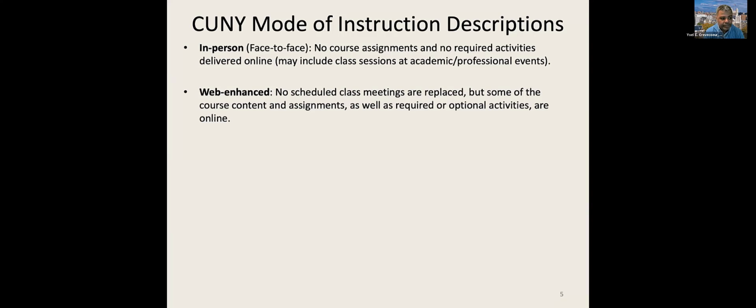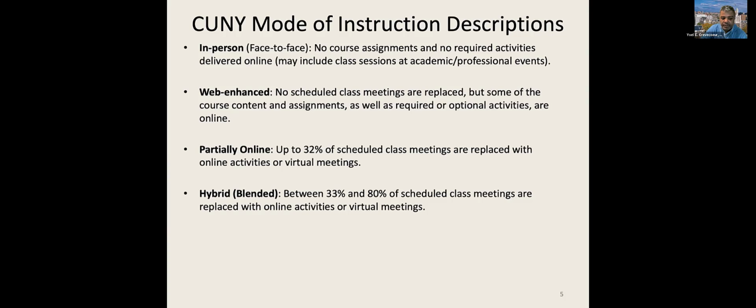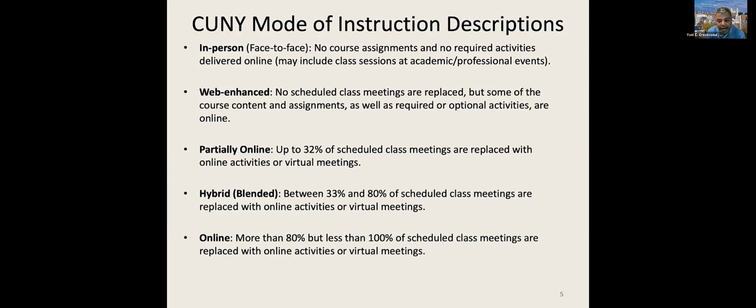Partially online would be up to 32% of the scheduled classes replaced with online activities or virtual meetings. Now here's hybrid. Between 33% and 80% of the scheduled class meetings are replaced with online activities or virtual meetings. Online is more than 80%, but less than 100%.